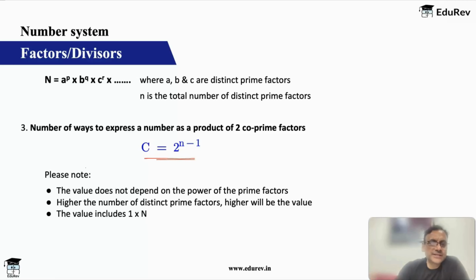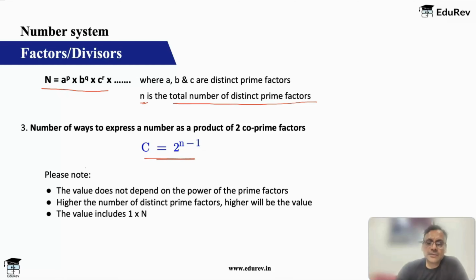If n is equal to a to the power p, b to the power q, c to the power r, a, b, c we already know. We are using a new term here, n. N is the total number of distinct prime factors.